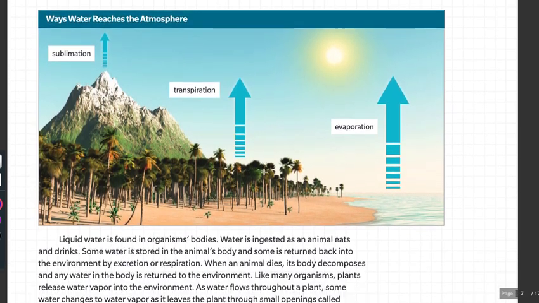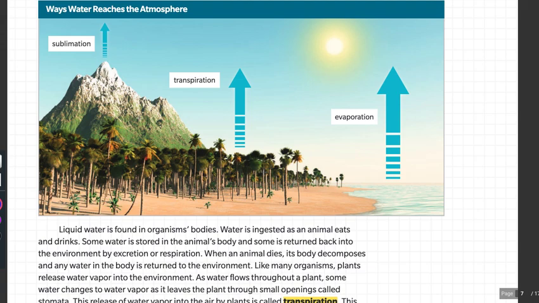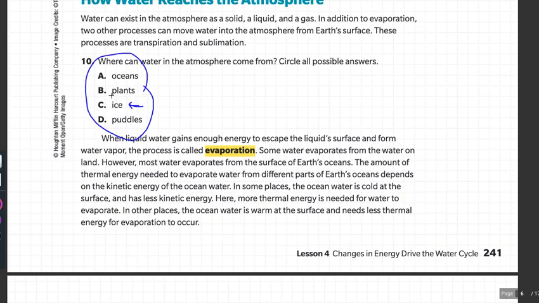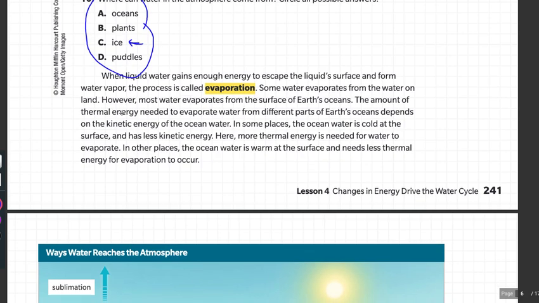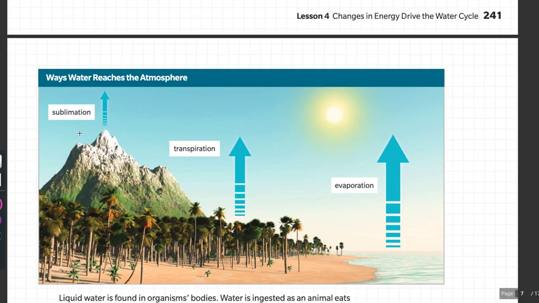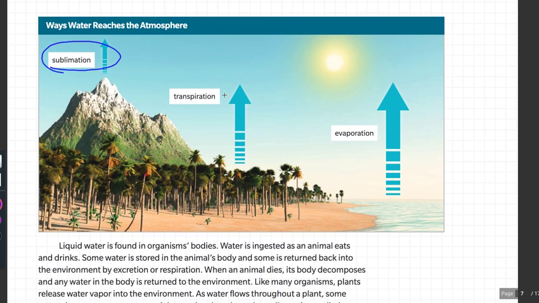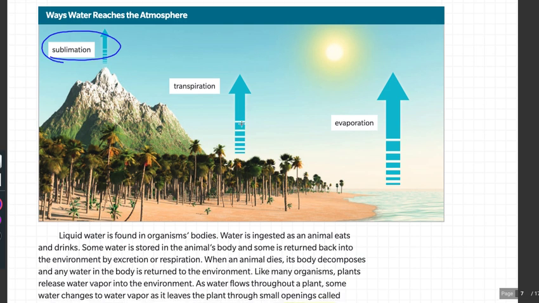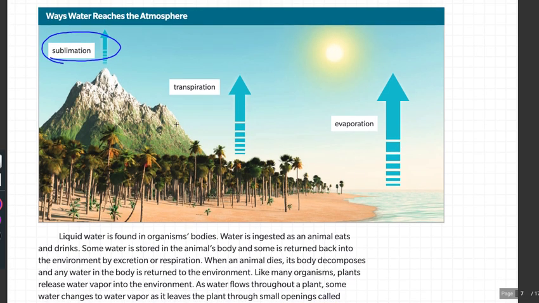Ways water reaches the atmosphere. Oh, did I say? I think up here I just said subduction. It's not subduction. It's called sublimation. That word is right here. Sorry, mixing up my science subwords. So these are different ways that water can get into the atmosphere.